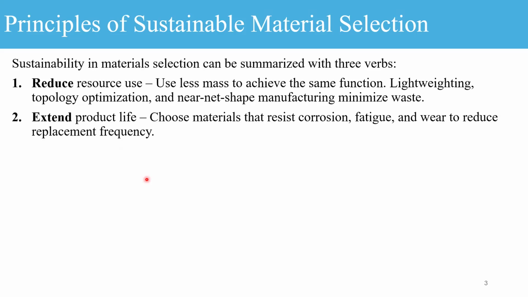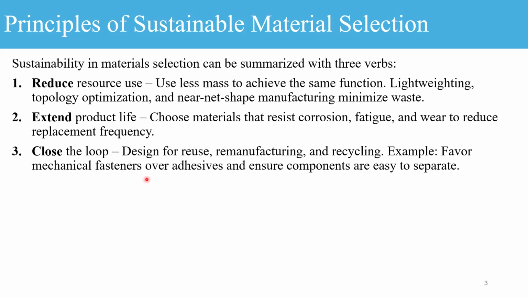The second principle is extending the product life. Here our focus is on choosing materials that resist corrosion, fatigue, and wear to reduce the replacement frequency. And the final principle is closing the loop, where we design the products for reuse, remanufacturing, and recycling. For example, we favor mechanical fasteners over adhesives and ensure components are easy to separate. These three principles reinforce each other. So for example, reducing mass is only sustainable if durability and repeatability remain high.